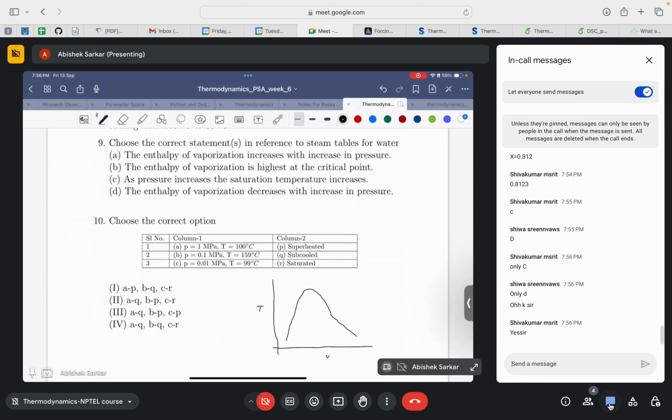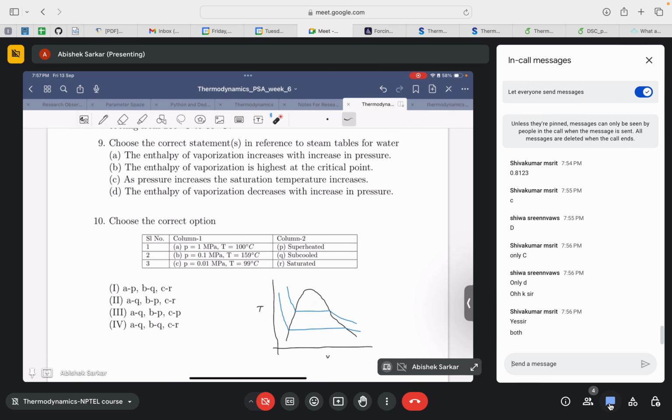So in this diagram, let us take a different color. If the saturation pressure increases, you'll see that the latent heat of evaporation decreases, right? Because as we go up, the pressure increases and the latent heat of evaporation is reducing. But as you mentioned, the temperature also increases with increase in pressure, or vice versa. If the saturation temperature increases, saturation pressure will increase, and if saturation pressure increases, saturation temperature will also increase. So both C and D are correct.